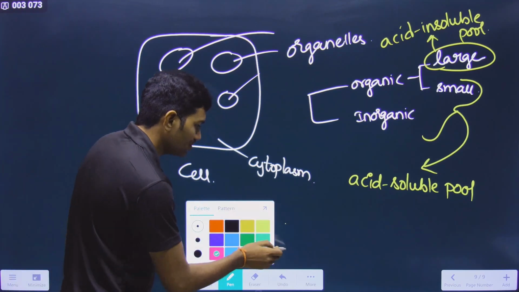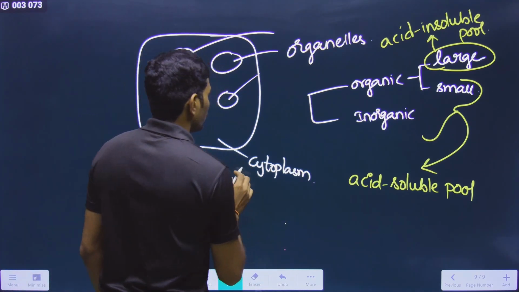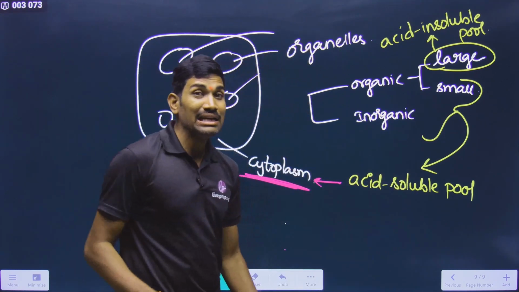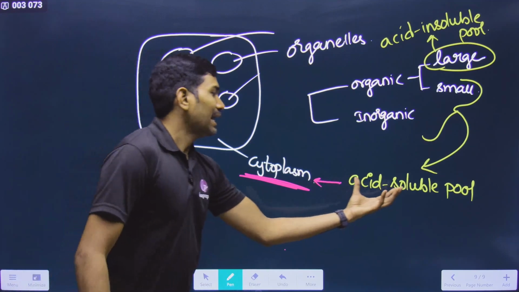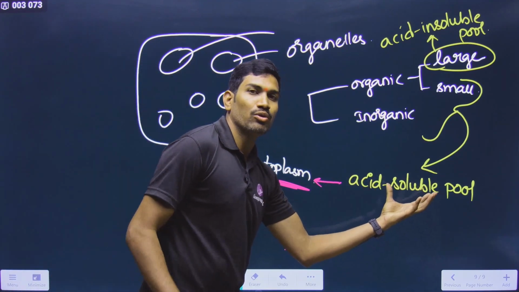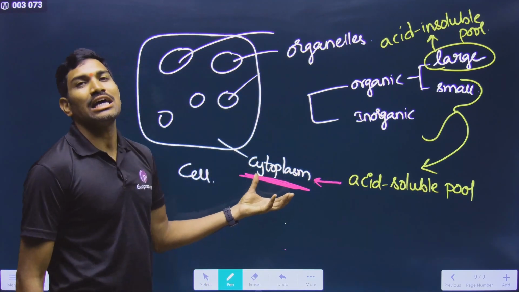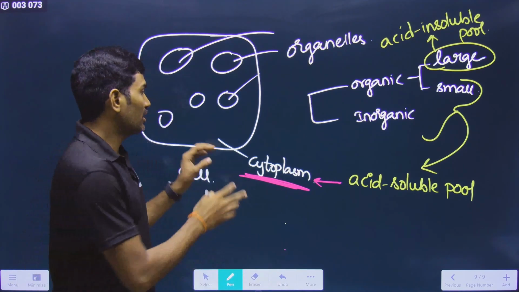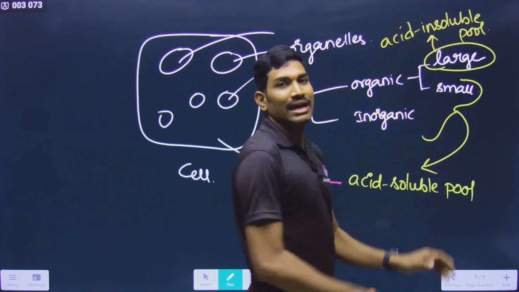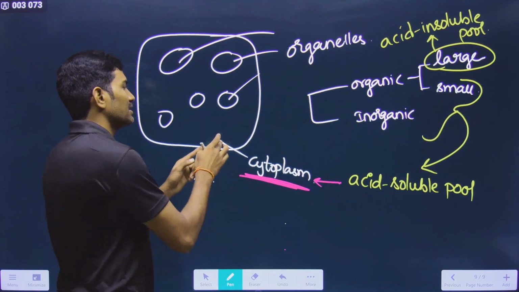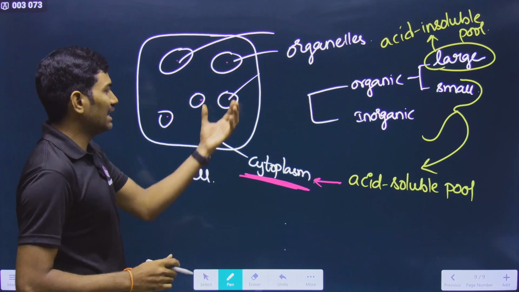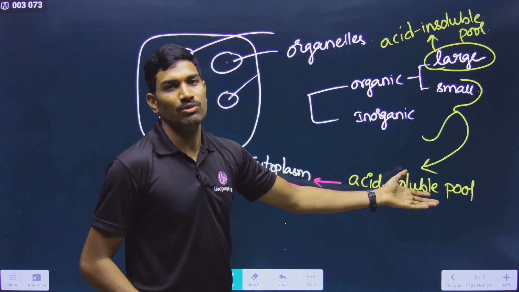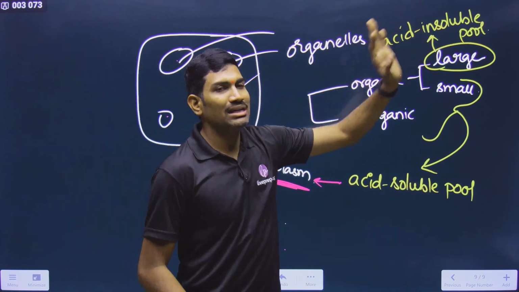But in NCERT, they have used a sentence. What they are saying? This cytoplasm is actually mainly, not completely, mainly acid soluble pool. Acid soluble pool mainly represents cytoplasm. But please remember, even in the cytoplasm also, some proteins are present, some carbohydrates are present. So they will again come in the acid insoluble fraction. Not just for cytoplasm, even in the organelles also, inside the organelles also some compounds are present. If they are small molecules, they will come under the acid soluble pool. If they are large molecules, they will come under the acid insoluble pool.